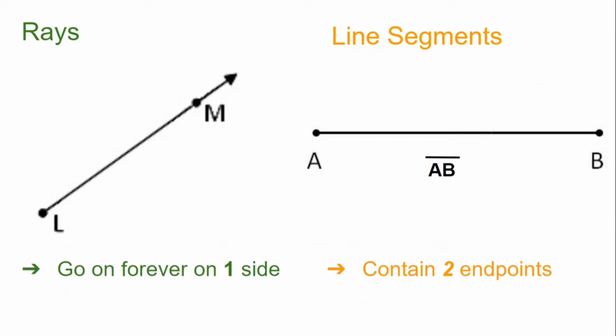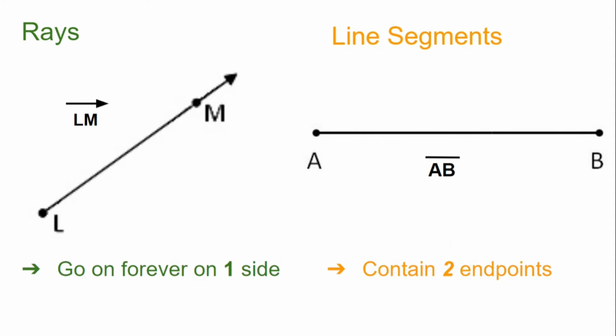Rays. Rays are slightly similar to lines because they go on forever on one side, but also remember that they have one endpoint. So when you're naming a ray, you always start with the endpoint. In this image, since we have our endpoint L, we start with that, and then we include the next letter, which is M. So we have ray LM.